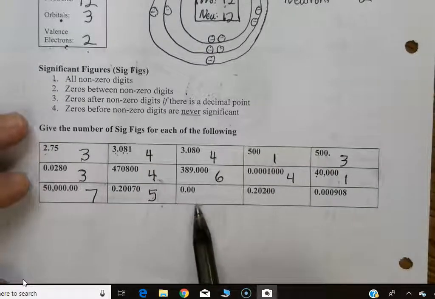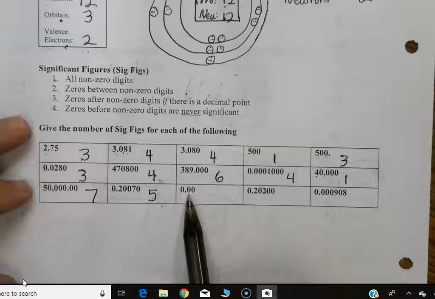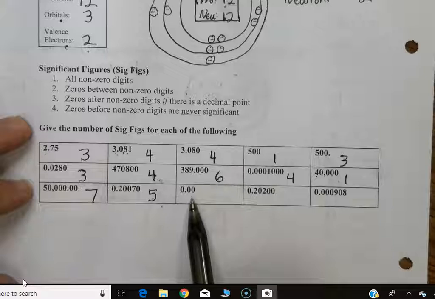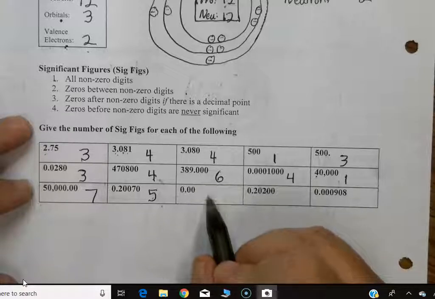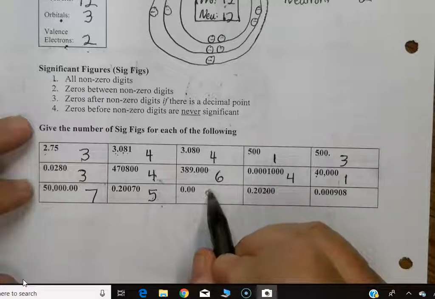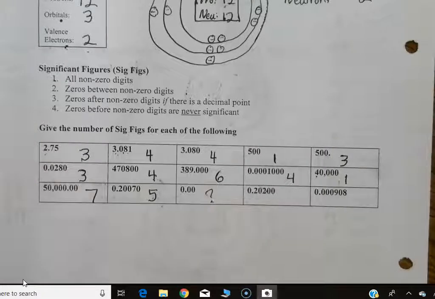Next one, we argued about this. I don't even remember what the answer was. I'll take anything for an answer here, but I think it is 2. Is that what we said? I don't know. I'm going to put a question mark. I'm never going to ask you that, and I don't think you'll ever come up with it.